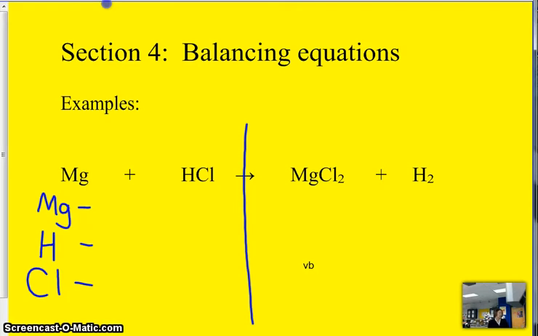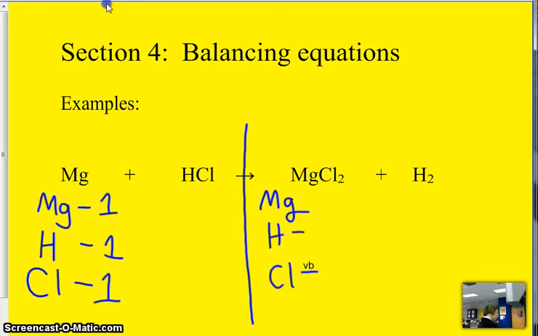Now we count how many atoms of our magnesium are there. Remember, the total number of atoms is the coefficient times the subscript. If you notice, magnesium does not have a coefficient, nor does it have a subscript, so they're ones. So there's one atom of magnesium, one atom of hydrogen, and one atom of chlorine on the left side of the arrow. Now go to the right and copy that list in the same order. Mg, H, Cl, and count on this side.